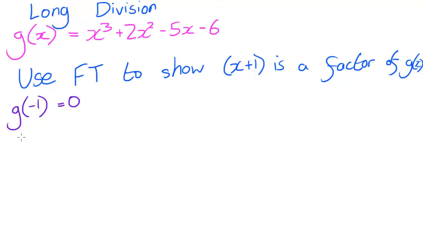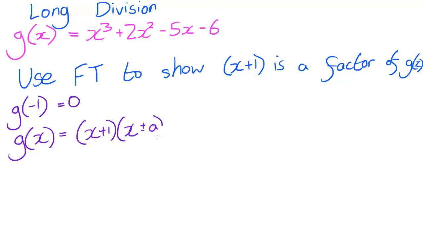So g of x is going to look something like x plus 1, and then an x plus or minus something, some a, and then x plus or minus some b. And that's what it's going to look like. And what they'll say is, well, what is a and what is b? They'll ask for it in that kind of way. So what we then have to do is use long division to see what the other terms in this are.